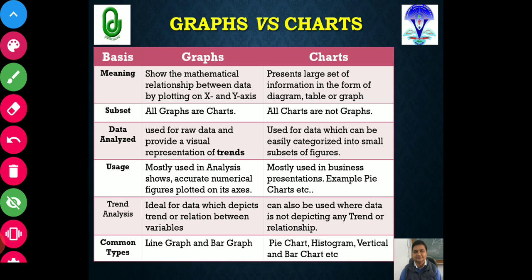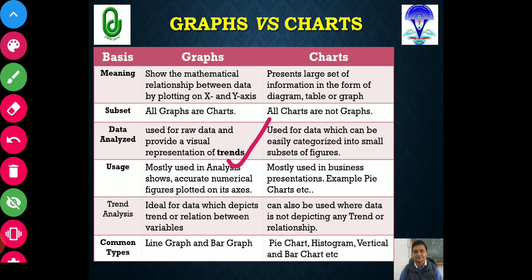The next is data analyzed. Graphs are used for raw data and provide a visual representation of trends. Graphs are very important for knowing the trends, whereas charts are used for data which can be easily categorized into a small subset of figures. You cannot get an idea until you draw a graph of your data set, whereas with a chart, you can easily categorize a very small subset of figures.